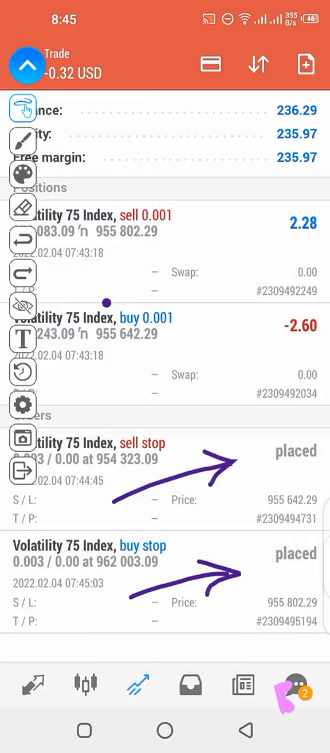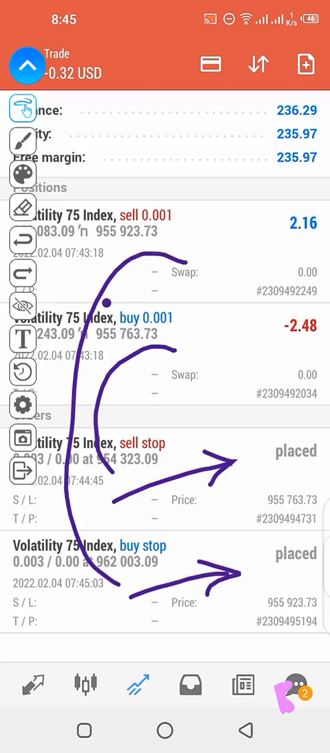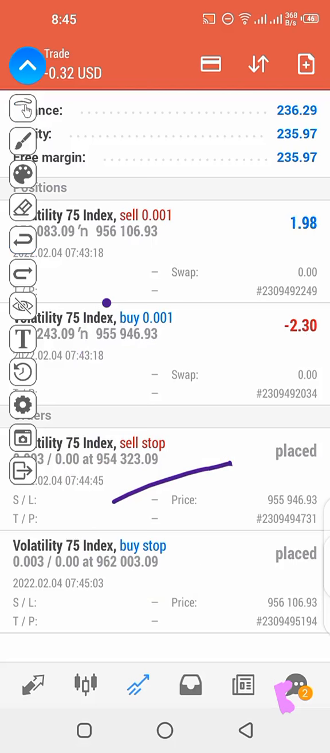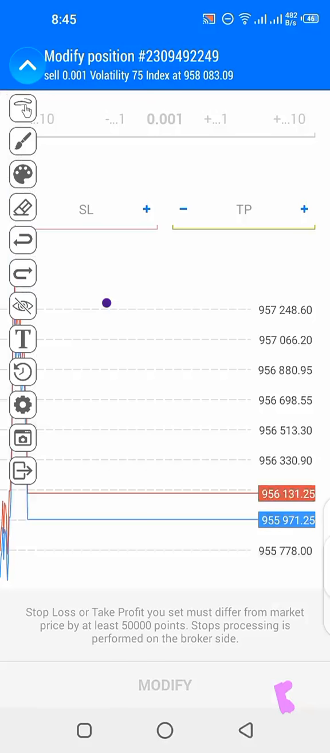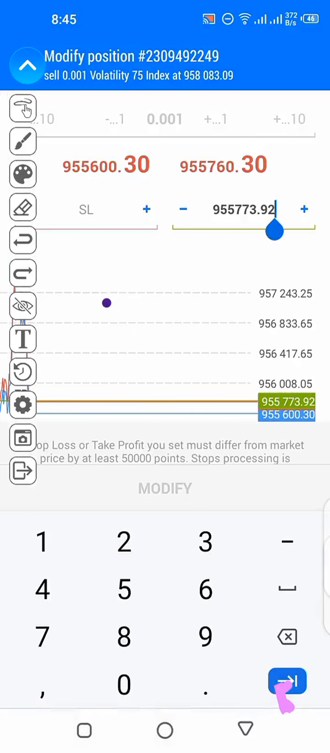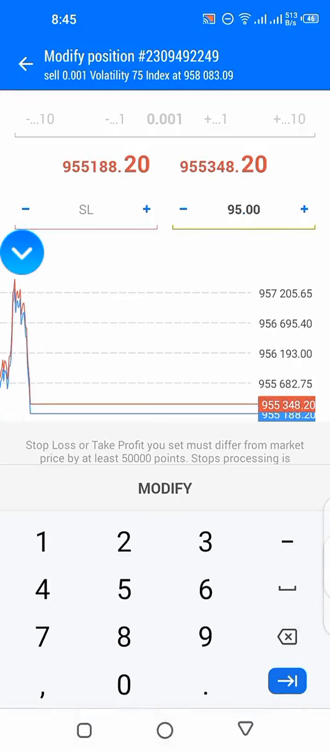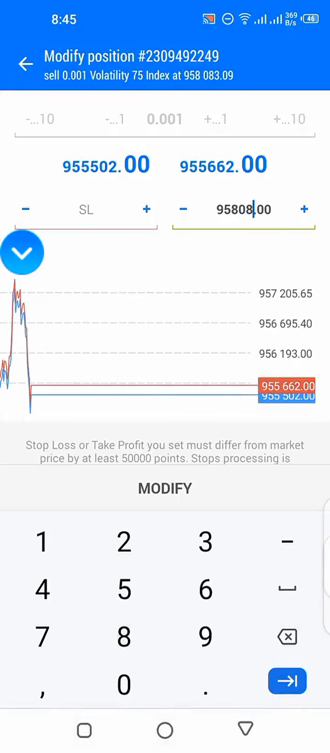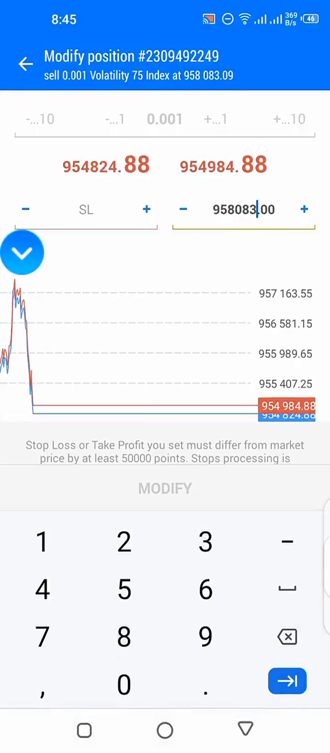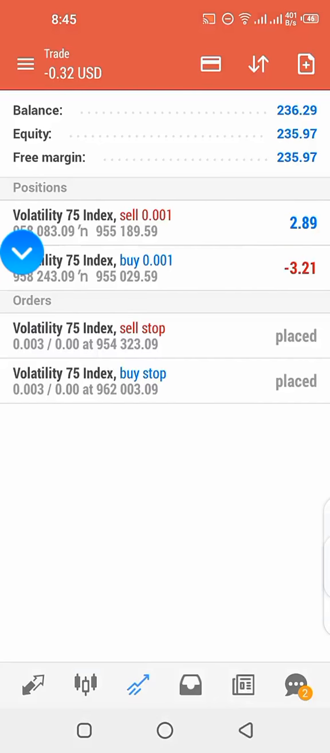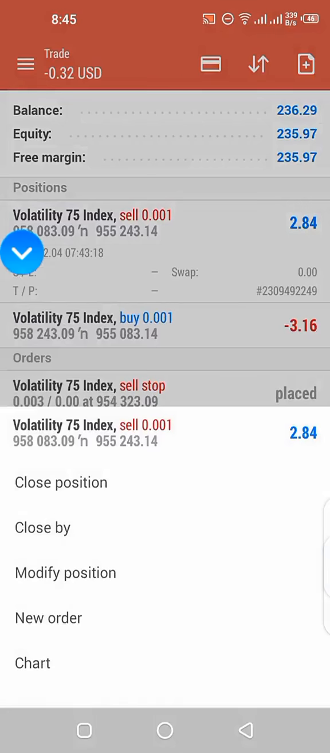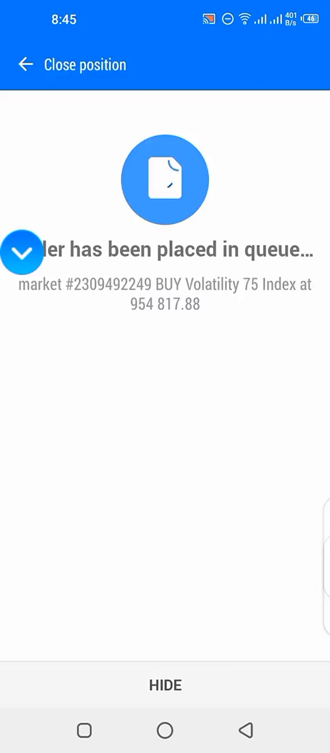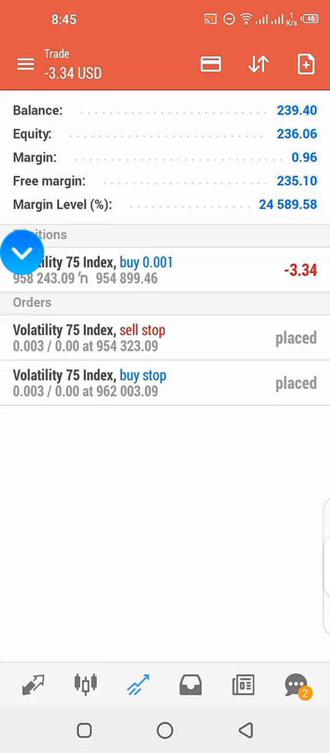All right, my sell stop is going to react to my buy trade, and my buy stop is going to react to my sell running trade. Now I'm setting take profit and stop loss. Take profit is around 2,500 points. Stop loss will be around 6,620 points.